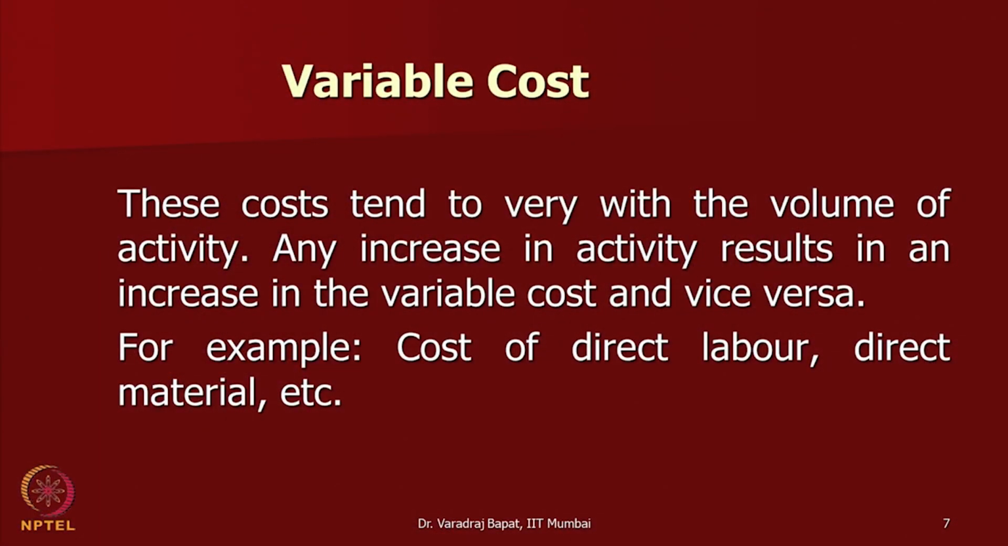Got it? Now the other type of costs are variable costs. These are the ones which change in direct proportion to level of activity. Some examples of them are cost of direct labor or direct material. Suppose you are producing some item, it is consuming direct material. Normally when you increase your output, the raw material consumption will also increase in the same proportion.